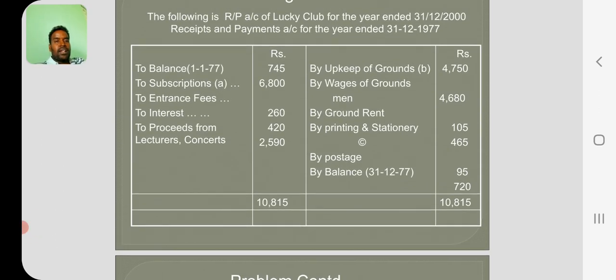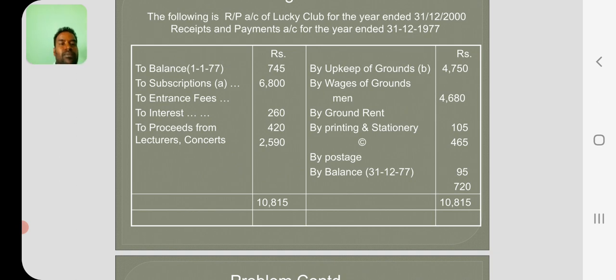See here, the balance is the opening balance. It should not be recorded in income and expenditure, so we have to eliminate it. Subscription will be recorded, as it is a revenue item. It should be recorded in the income and expenditure account.